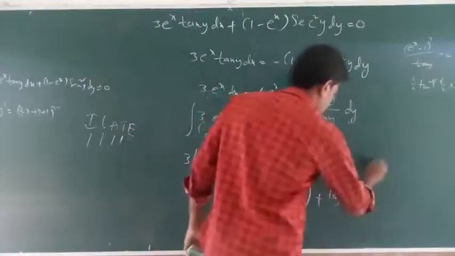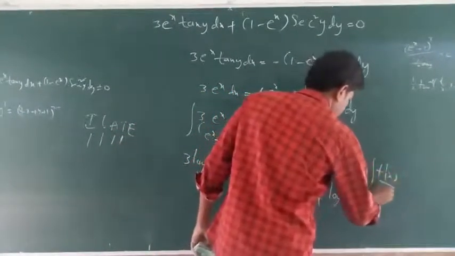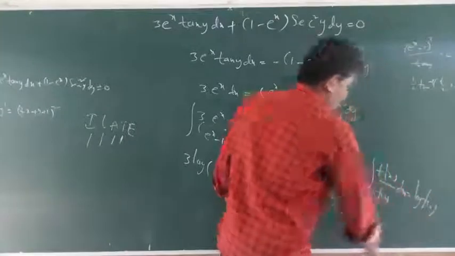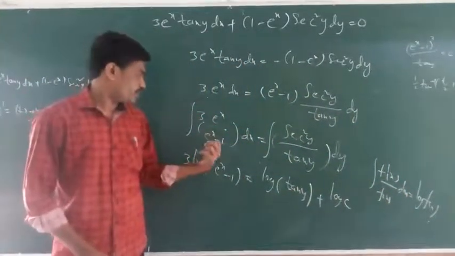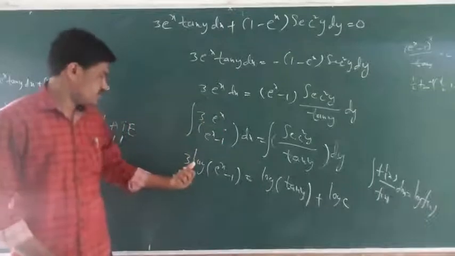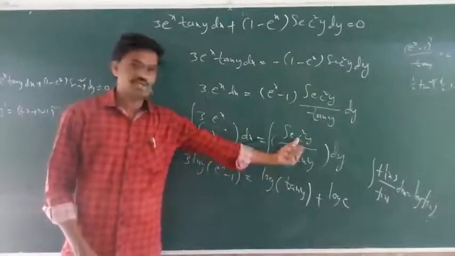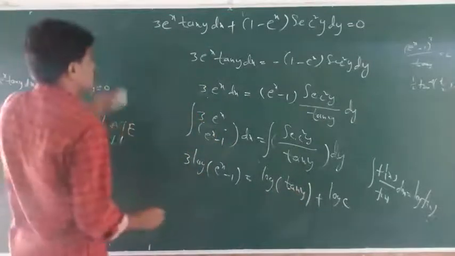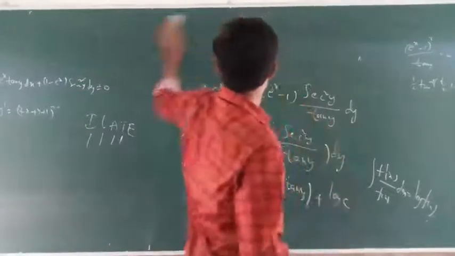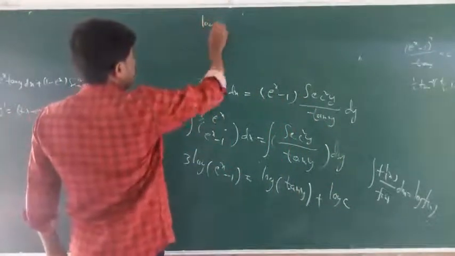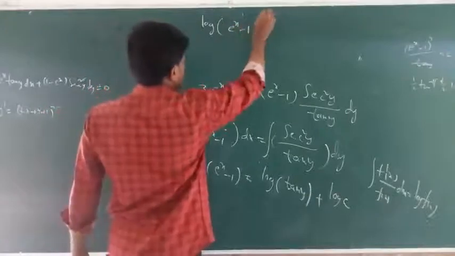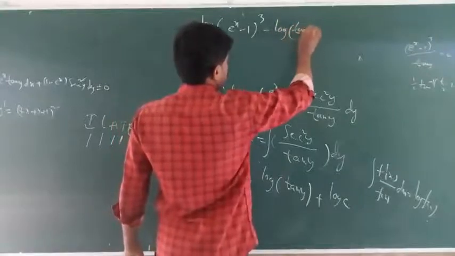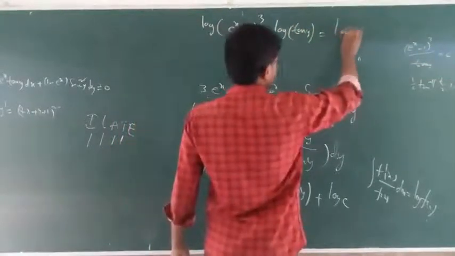So this is the formula: integration of f'(x) by f(x) dx is equal to log of f(x). So for e^x − 1, the derivative is e^x, so that is log of (e^x − 1). The derivative of tan y is sec² y. So log of constant is log c. So this is log of (e^x − 1) whole cube minus log tan y is equal to log c.